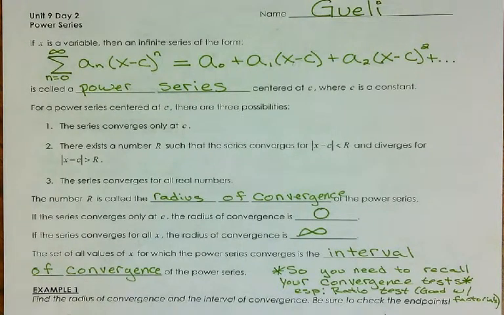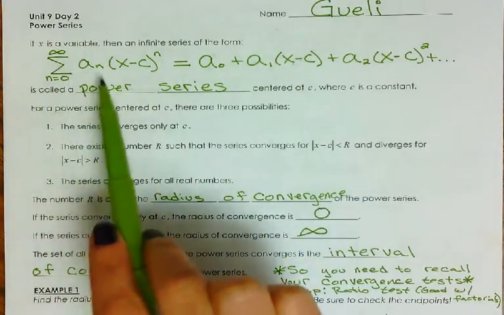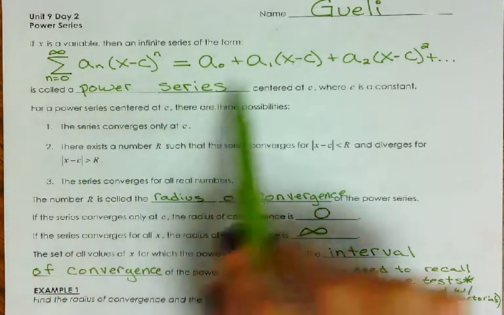Okay, this is Unit 9, Day 2, Power Series. So you'll notice that we are going to take some of the things from Unit 8 and combine them with this Taylor series, this new idea. So in a power series, you see this summation, again from Unit 8, and we're saying this special type, if it is of this form, it's called a power series.